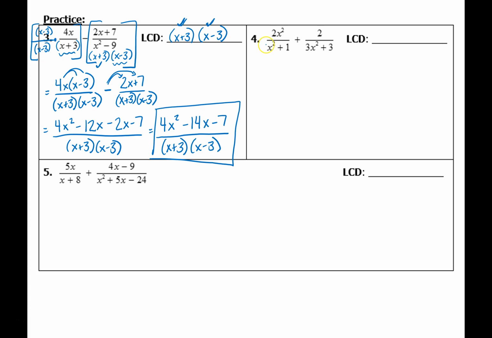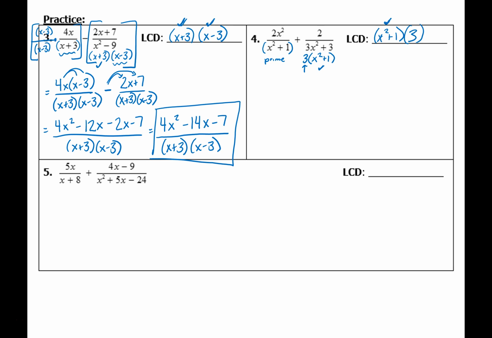Looking at number 4, you have x squared plus 1. This is a prime polynomial. You can't factor a sum of perfect squares. So that one can't factor at all. This one on the right has a GCF of 3 though, so if I take that out, then that is my fully factored denominator. So looking across for my LCD, I have to have a factor of x squared plus 1. And over on the right, I have the x squared plus 1 already in my LCD, but I'm missing this 3, so I need a 3 here as well.